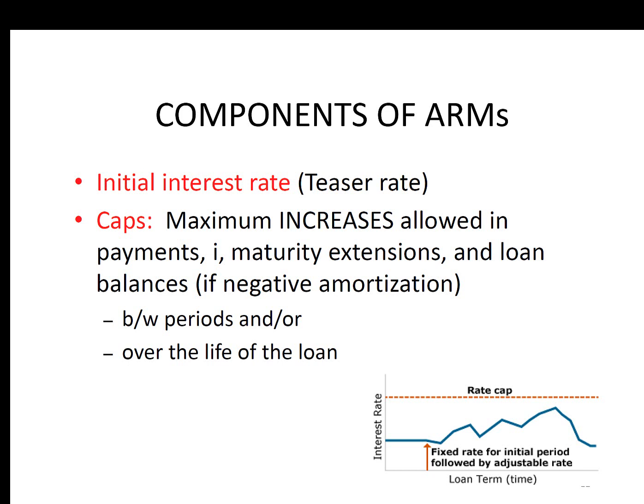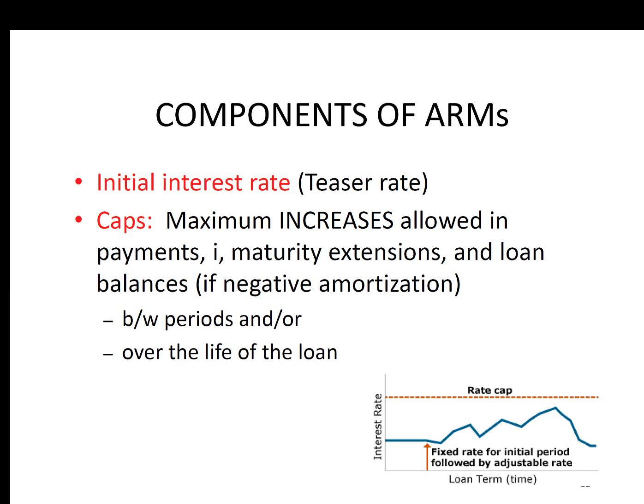Now the components of the adjustable rate mortgage. An adjustable rate mortgage usually starts at a very low interest rate, lower than the market rate. We call it a teaser rate. This teaser rate will last for a few years. After that, the rate will start to fluctuate and will be linked to the market interest rate. So when the market interest rate goes up, the adjustable rate mortgage will have a higher interest rate. If the market interest rate goes down, the adjustable rate mortgage will have a lower interest rate.